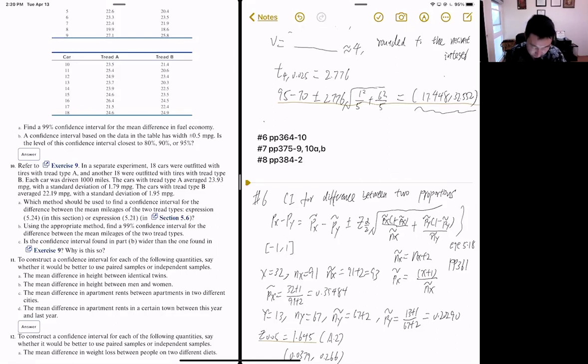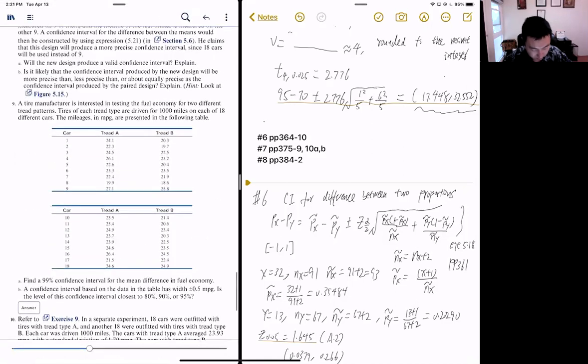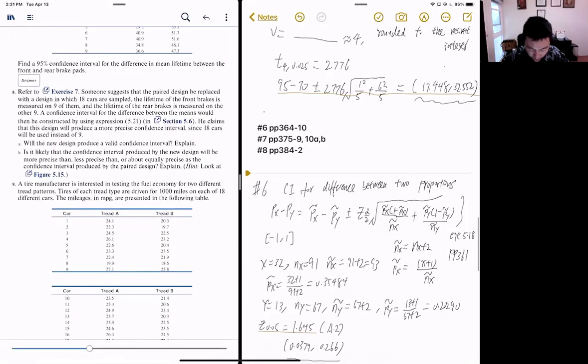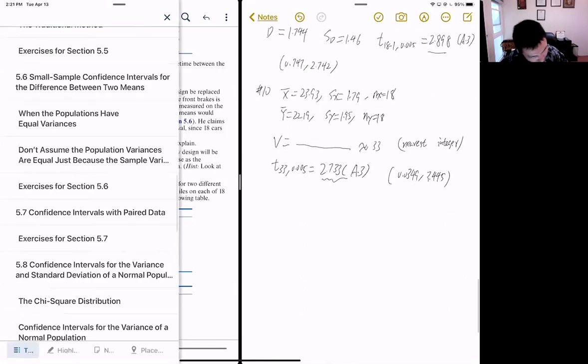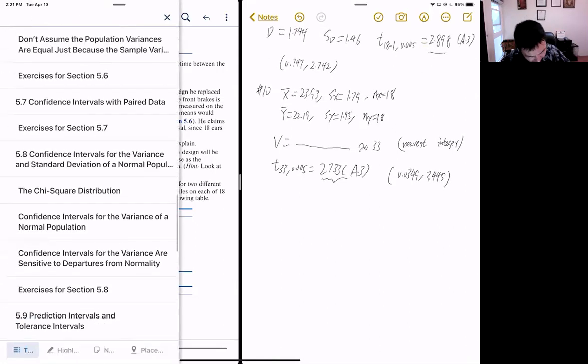Then the last question. So this is about a prediction interval and the tolerance interval. Okay. It's not confidence interval, but the equations are similar. Okay. Page 384. Question number 2. In section 5.9.